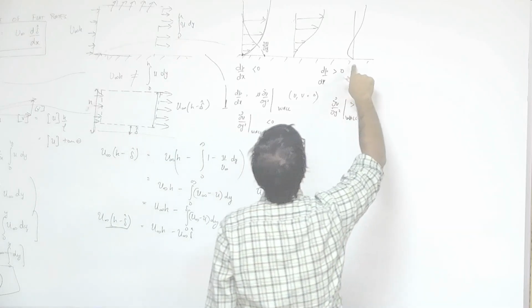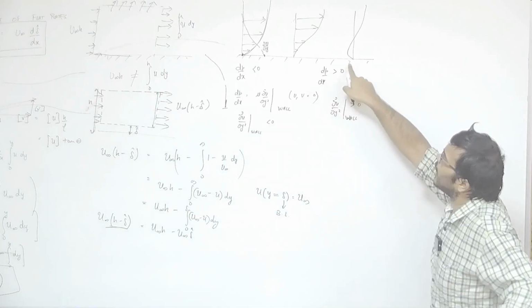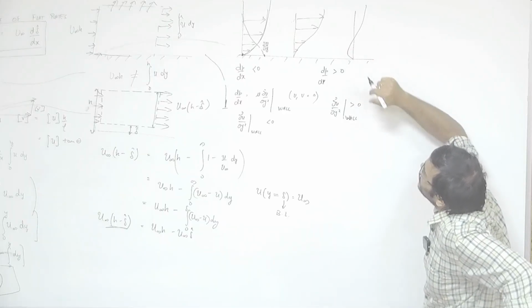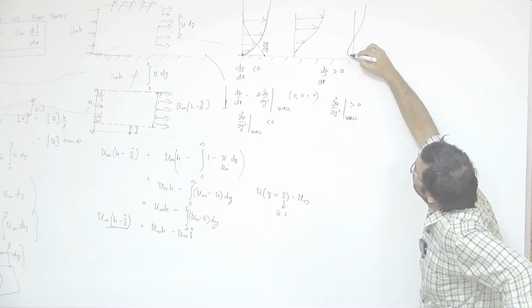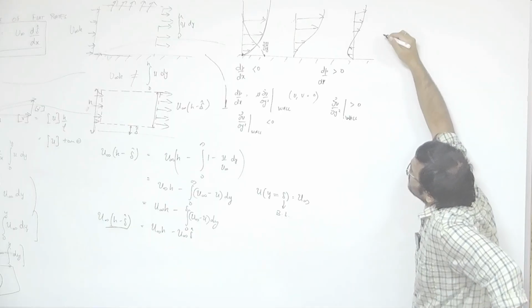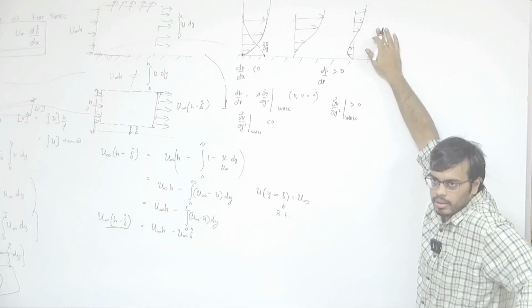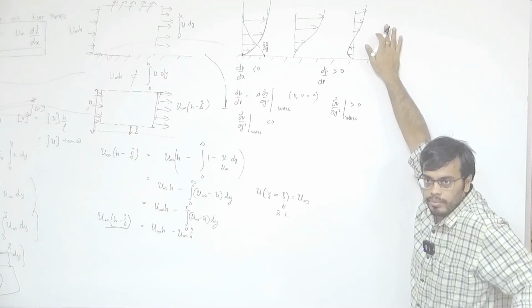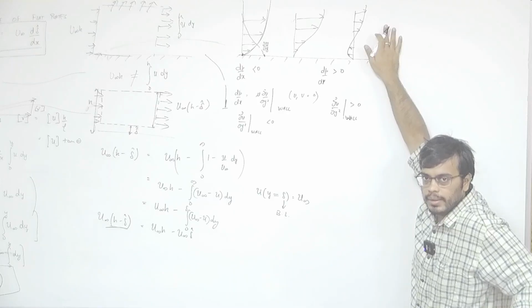So if you made a plot of del u by del y here, how will it look? Let's say this is your u versus y. How will the plot of del u by del y look for this kind of a case?